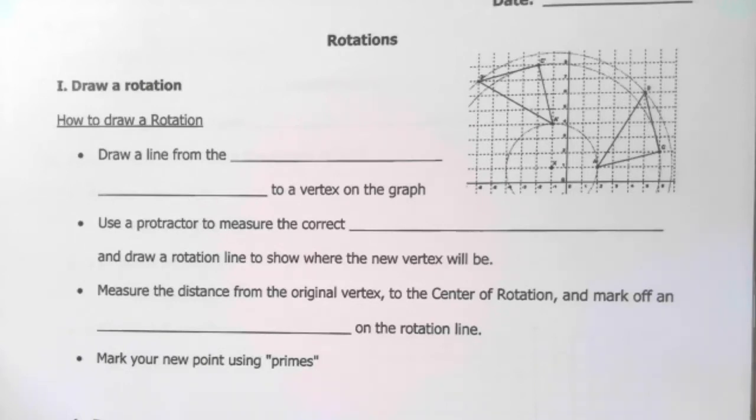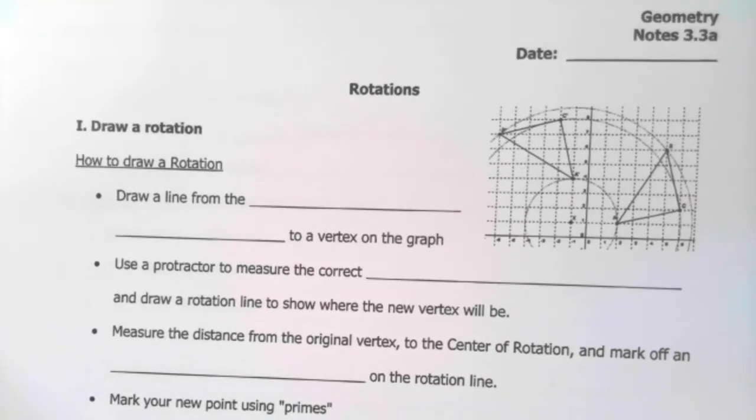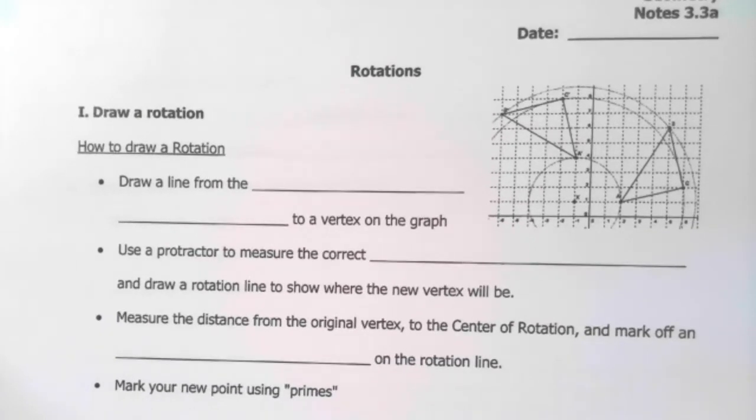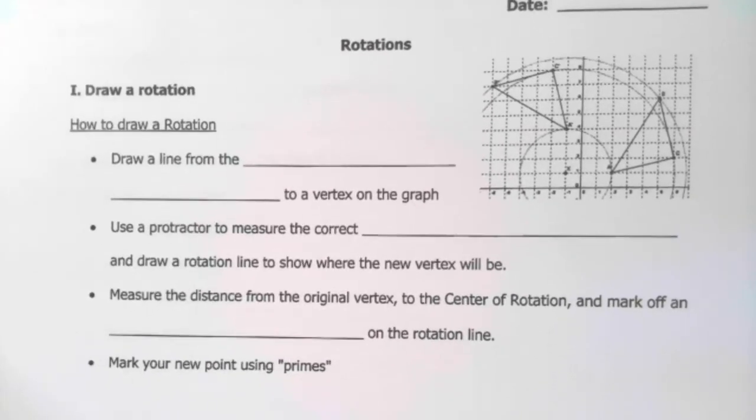Good afternoon. We are going to learn about how to do rotations today. This is Chapter 3, Section 3A, the first part. We're going to learn how to physically draw a rotation, also how to do a rotation point to point. And then we're going to learn some of the special formulas that go with rotation. Okay, so first off, how to draw a rotation.